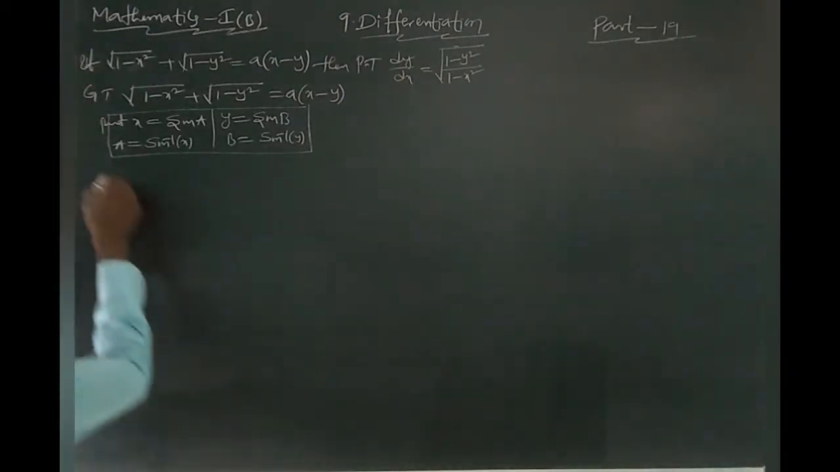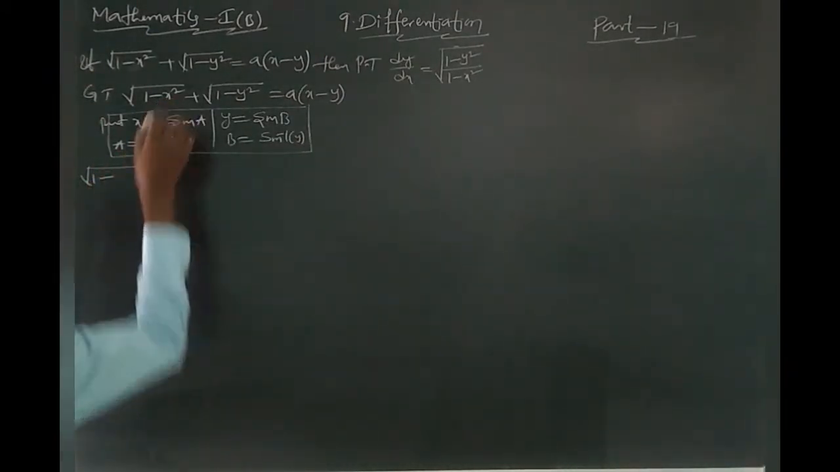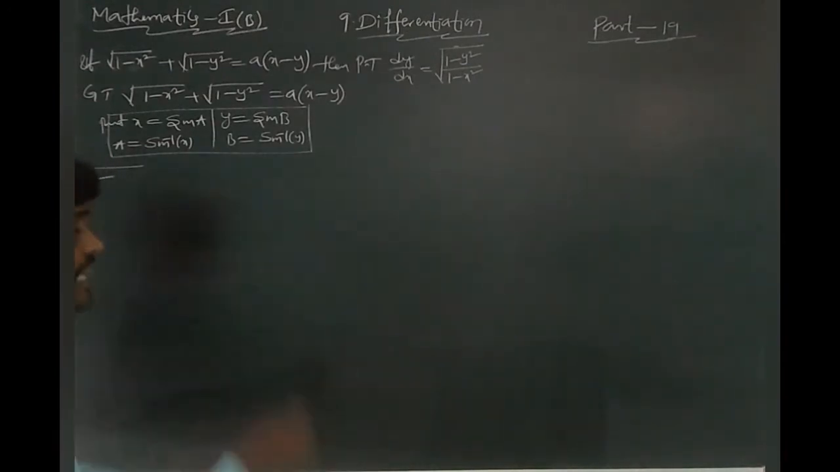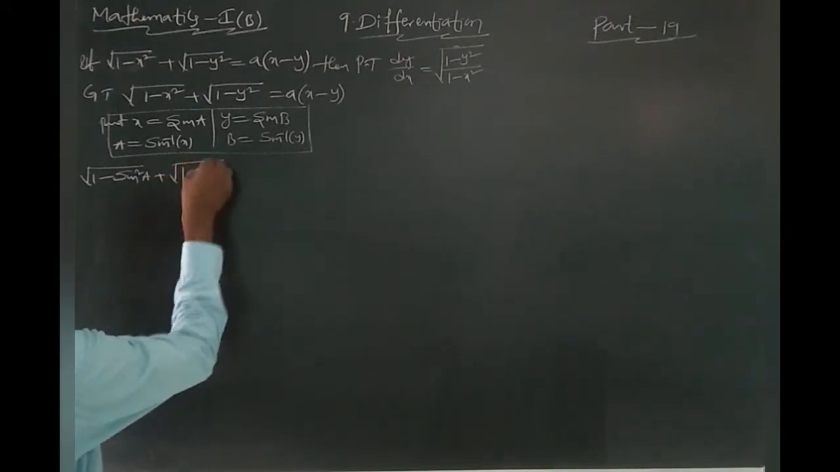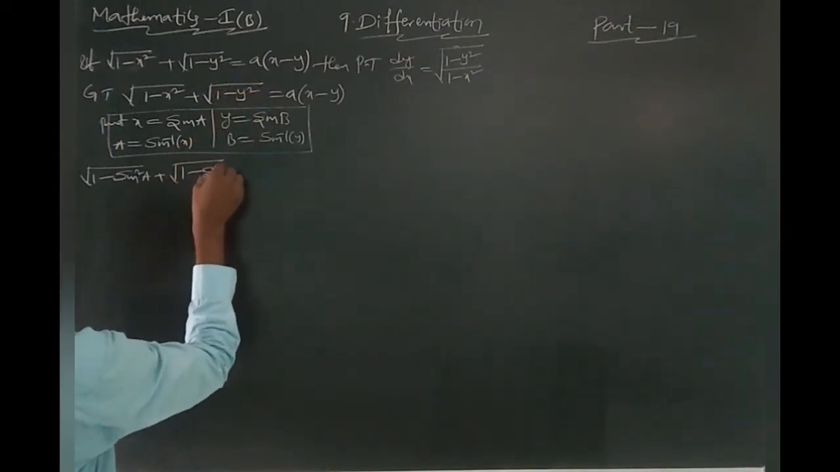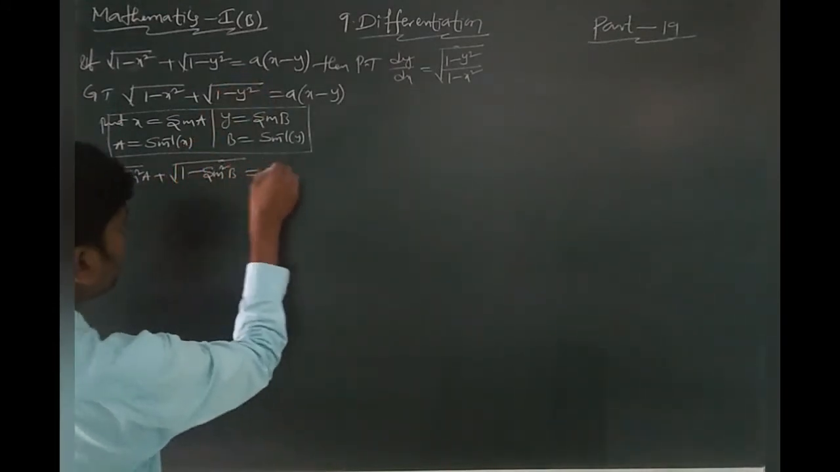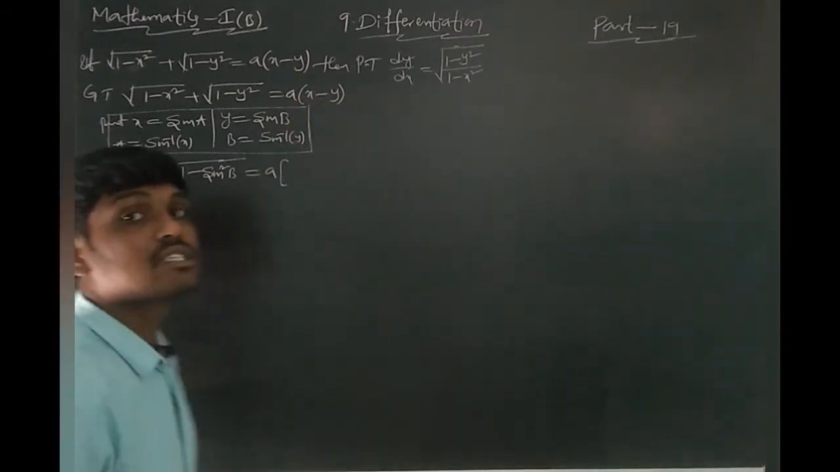Write down here: square root of 1 minus x, where x is sin a, whole square, which is nothing but sin square a, plus square root of 1 minus y, where y is sin b, whole square, which is nothing but sin square b, equal to a into x.